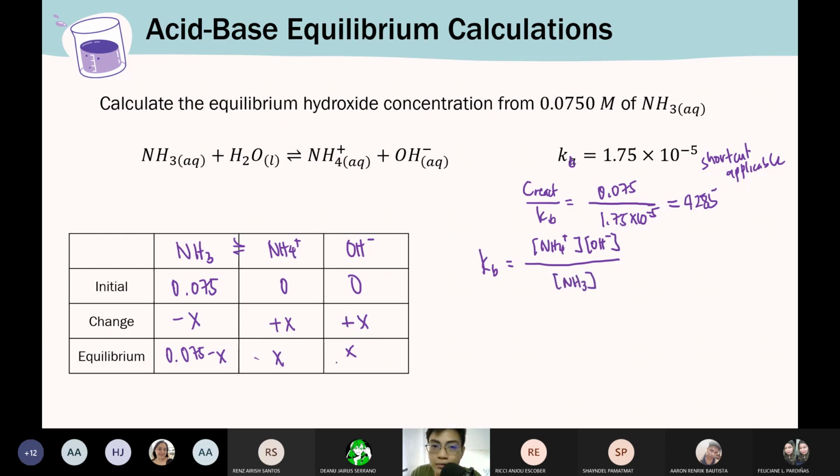You plug in the equilibrium expressions. Okay. So 1.75 times 10 raised to negative 5 equals x times x divided by 0.075 minus x. Di ba sabi natin shortcut applicable? So what does that mean? Yung minus x term, burahin mo na lang. Okay? So you just omit the minus x term. Kasi the shortcut is applicable.